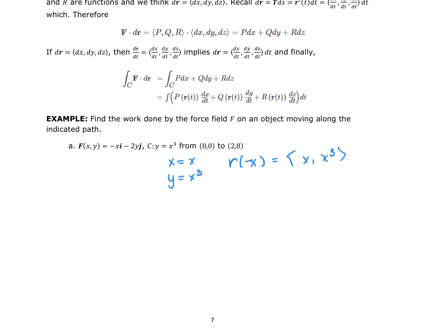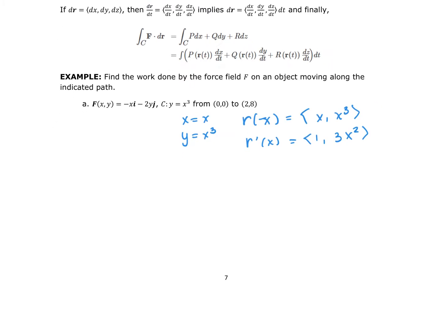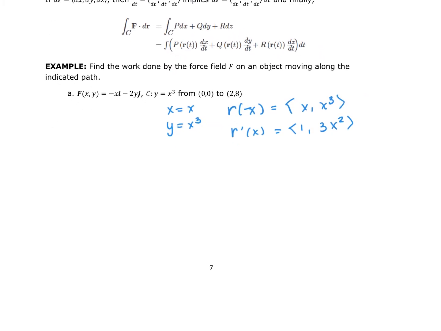Now, if I take this derivative with respect to x, so r prime of x, will give me 1 comma 3x squared. Now, I am integrating on a vector, and this vector is not a constant vector, so I'm going to integrate with respect to x, so it's going to go from 0 to 2.